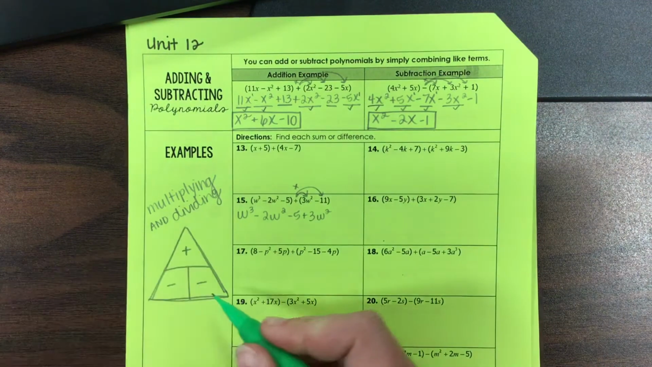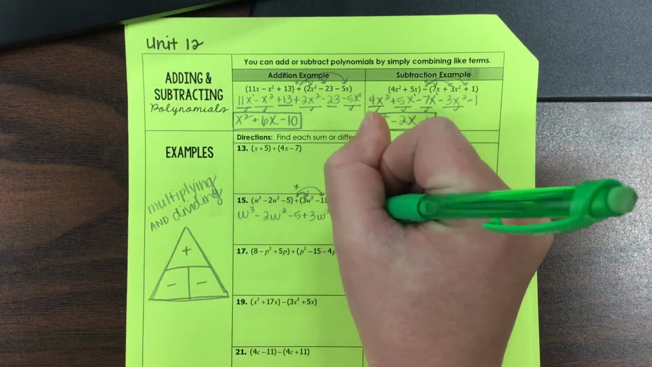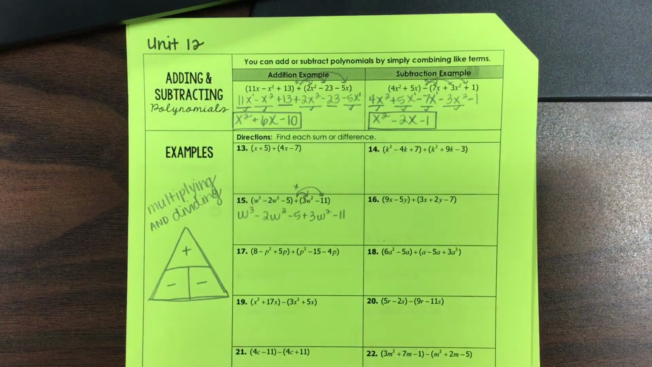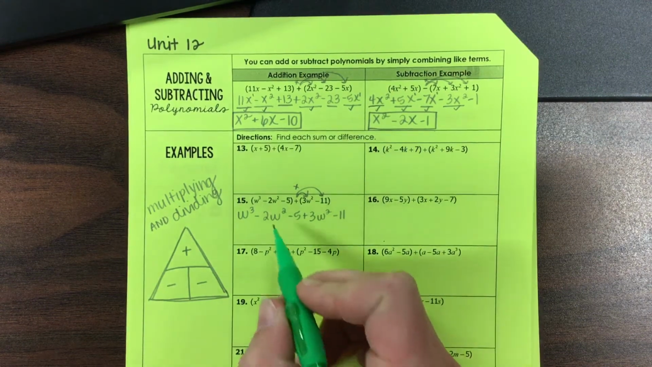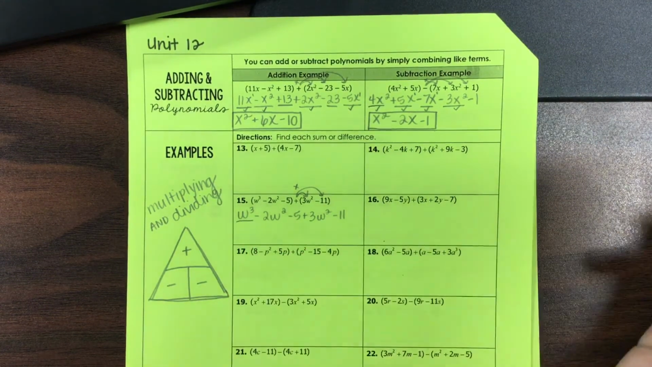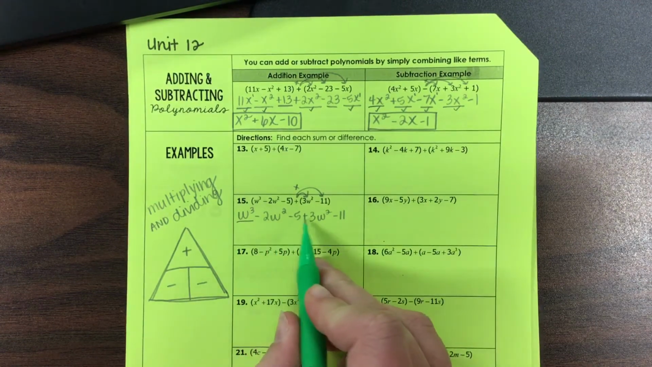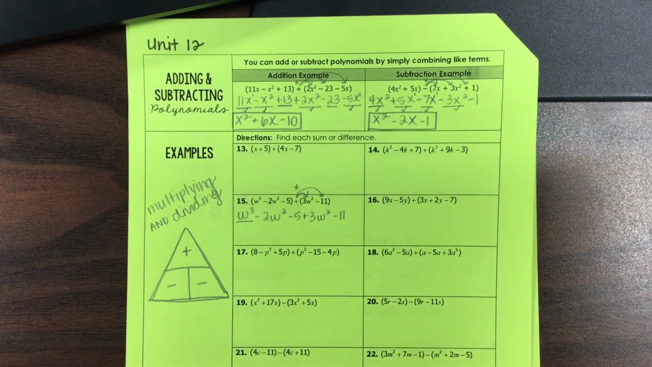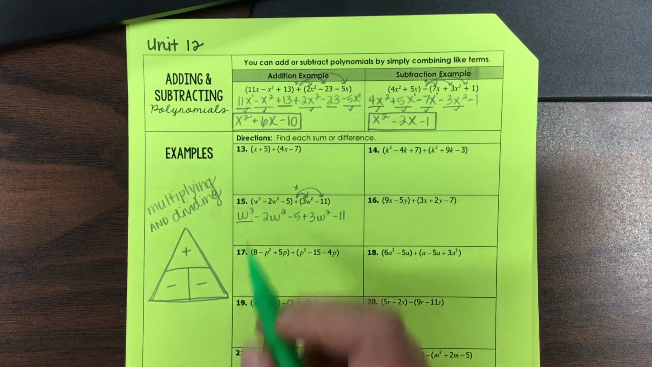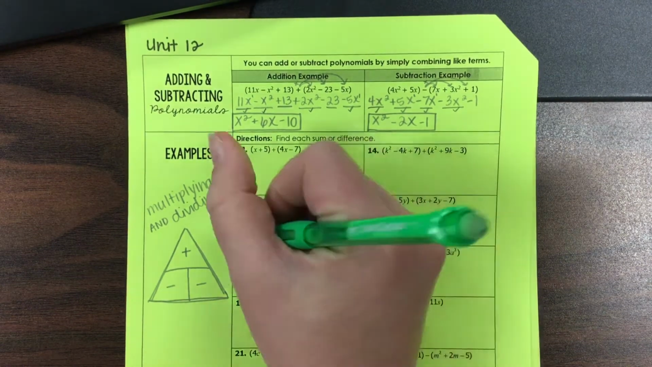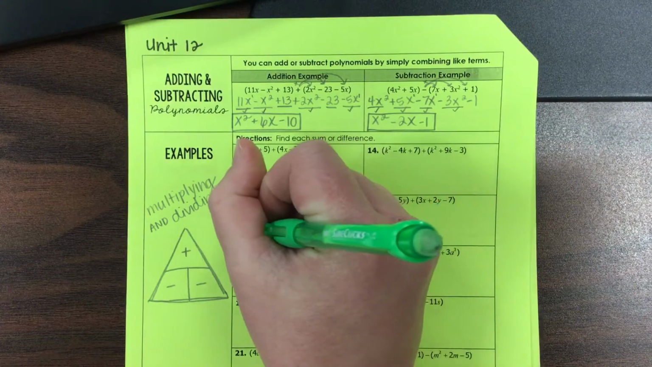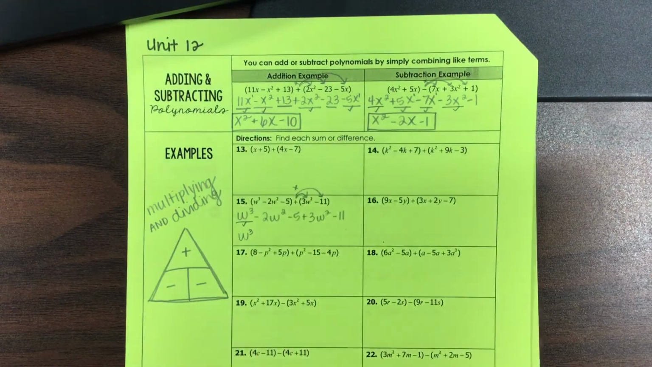I end up with a negative, so I get negative 11 here. All right, now I've got to combine my like terms. If I look here, I have w to the 3rd power. That's my highest exponent or my highest degree. There's nothing else to combine that with. It's the only one to the 3rd power that has the variable of w. So now I have w to the third power. There's nothing else I can do with that.